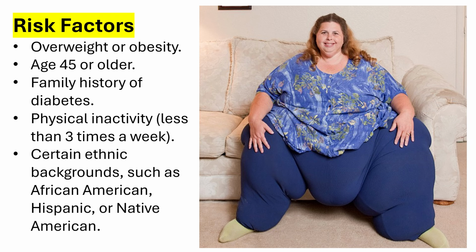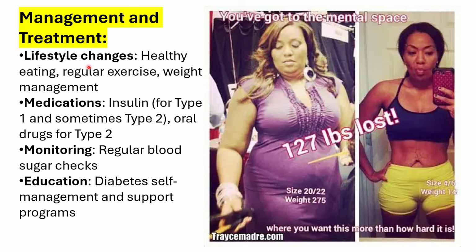All right, so management and treatment. Lifestyle changes: healthy eating, regular exercise, weight management, very important, right? Medication: insulin for type 1, sometimes type 2, oral drugs for type 2. Monitoring, regular blood sugar checks is also very important. Sometimes I have seen one of those medical devices that actually check your sugar levels, right? Education: diabetes self-management and support programs.